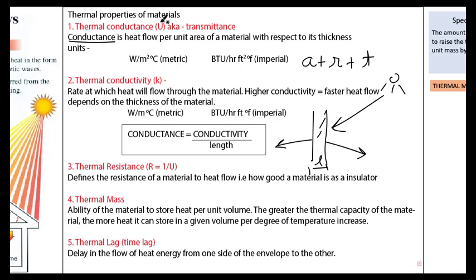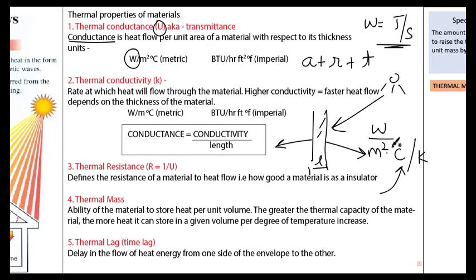So per unit area of this wall with respect to its thickness is known as conductance. The conductance is denoted by U, right? And its unit: heat is an energy, that is watt. Watt is joules per second. Just remember this. The unit is watt per meter square area per degree change in temperature. This can be either in Celsius or in Kelvin. So it is heat transfer in watt divided by meter square, that's the area, and per degree Celsius or Kelvin.